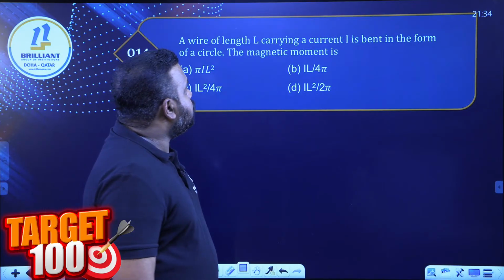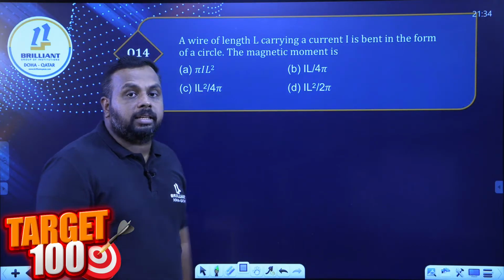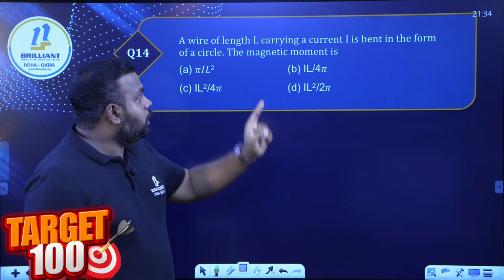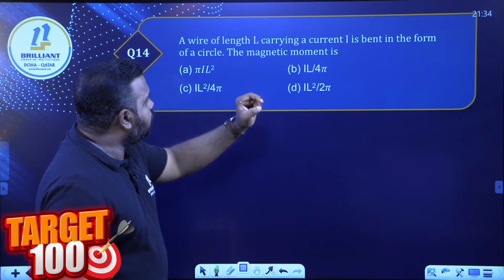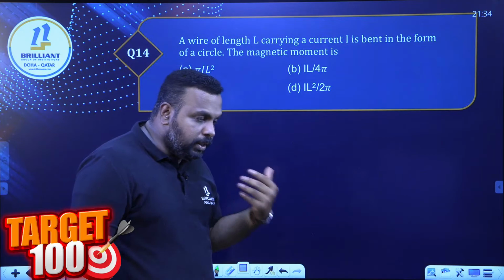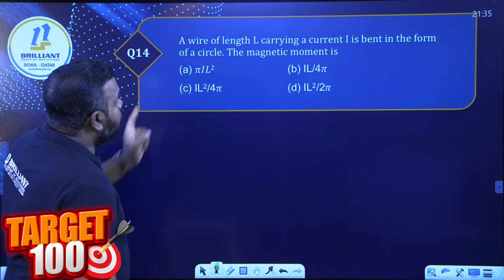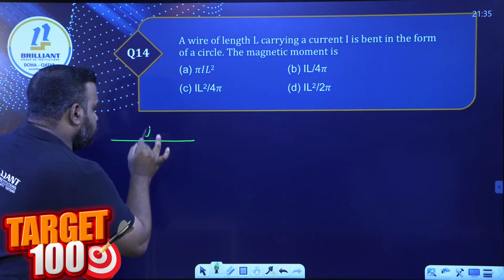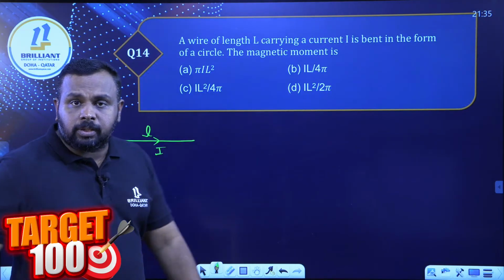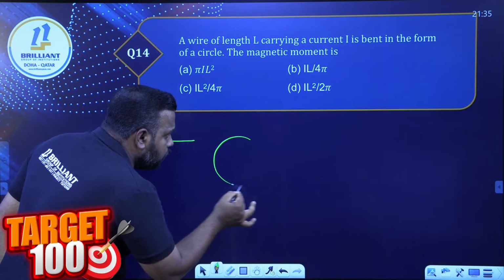A wire of length L carrying a current I is bent in the form of a circle. We have to find its magnetic moment. If you have the idea, please do it quickly and comment your answers. Meanwhile, I'll explain. A wire of length L, carrying a current I. So this is a current carrying conductor. This is bent in the form of a circle.